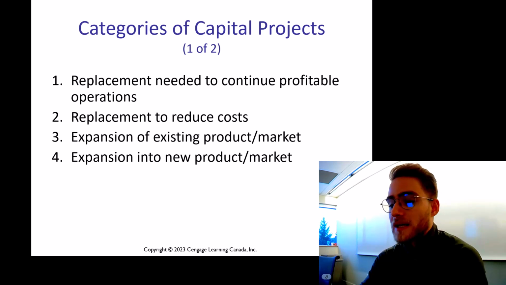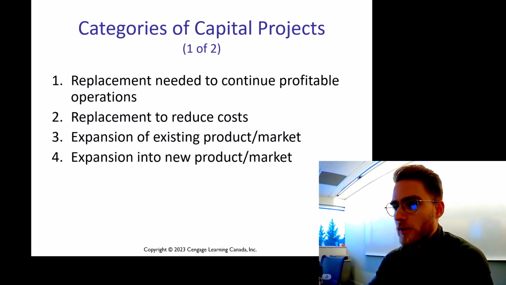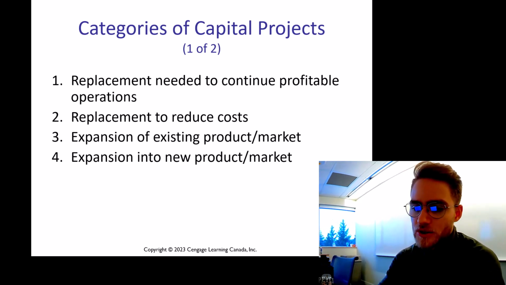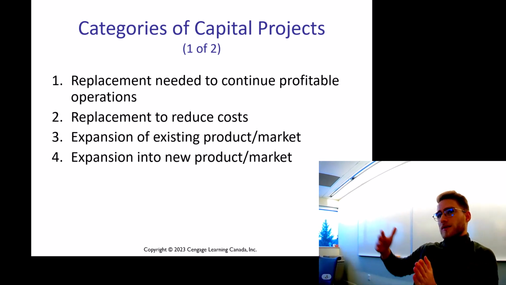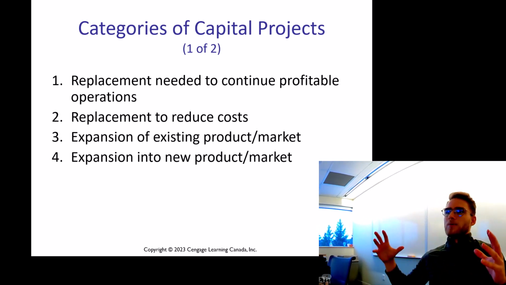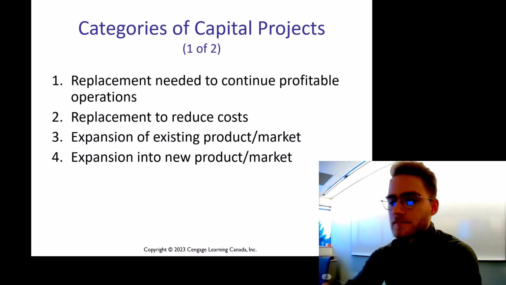Then there's also replacements to reduce costs, right? So not necessarily maintenance, but maybe we adopt a more efficient technology and that will reduce our costs. Well, what's the cost of that, right? And then what costs are we saving down the line, right? And we have to look at, is the initial cost worth the cost savings in the long run?